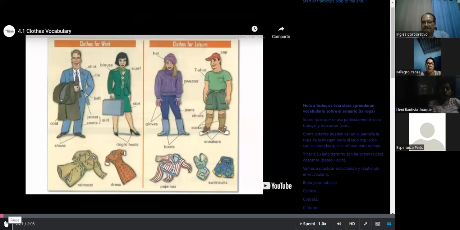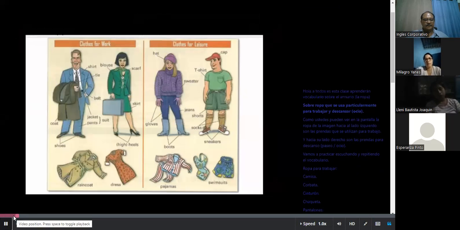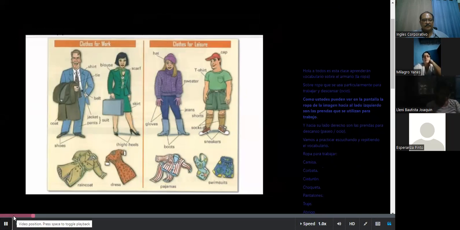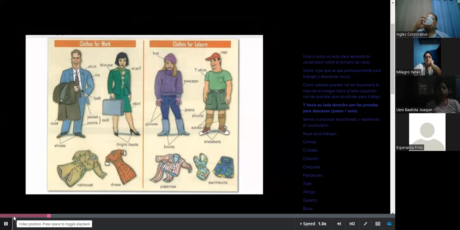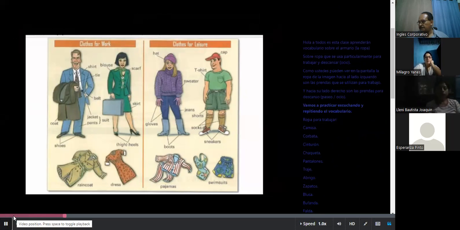Hi, everyone. In this class, you'll learn clothes vocabulary, particularly clothes which you wear for work and for leisure. As you can see on the screen, the clothes on the image towards the left hand side are for work, and the ones towards the right hand side are clothes for leisure. Let's practice by listening and repeating the vocabulary.